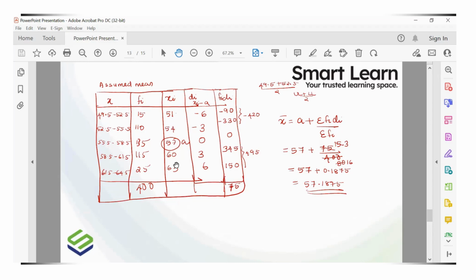Then fi xi. Here di, you know, now 57 you take as a, then 51 minus 57 is minus 6, minus 3, 0, 3, 6. Then fi di. Do this one, children, like 15 into minus 6, 110 into minus. So here our formula is a plus sigma fi di by sigma fi. When you substitute this, you will get the answer.